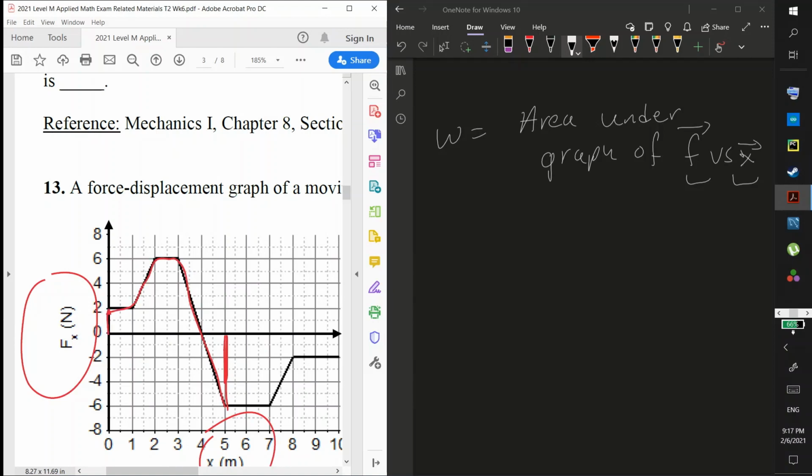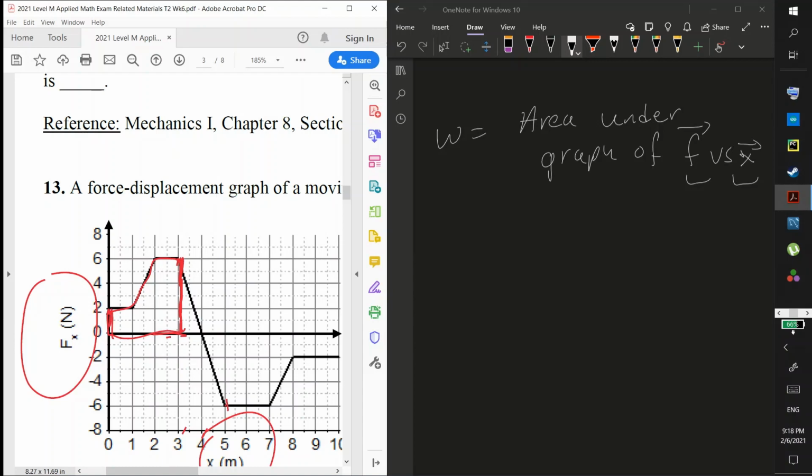Now, if you notice, this triangle is equal to this triangle. The difference is this triangle is under the x-axis, and this triangle is above the x-axis. So this is negative and this is positive. So they cancel out. So this is the area you're actually left with.